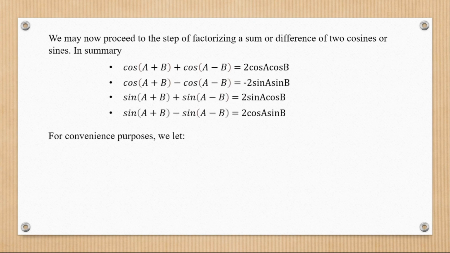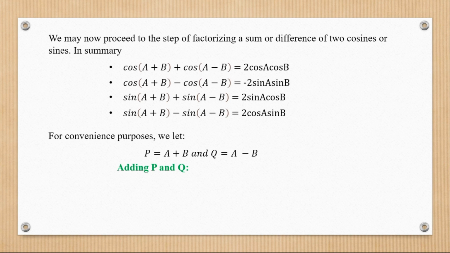Alright, so for convenience purposes, we're going to simplify this. Instead of writing it this way, because this is so bulky, we're going to simplify it. So what we shall do is let P be A plus B, and let Q be A minus B. So P is going to represent A plus B, and Q is going to represent A minus B.